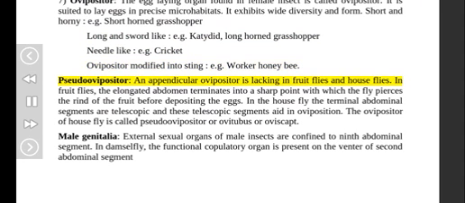Pseudovipositor. An appendicular ovipositor is lacking in fruit flies and house flies. In fruit flies, the elongated abdomen terminates into a sharp point with which the fly pierces the rind of the fruit before depositing the eggs. In the housefly the terminal abdominal segments are telescopic and these telescopic segments aid in oviposition. The ovipositor of housefly is called pseudovipositor or ovitubus or oviscapt. Male genitalia. External sexual organs of male insects are confined to 9th abdominal segment. In damselfly, the functional copulatory organ is present on the venter of 2nd abdominal segment.